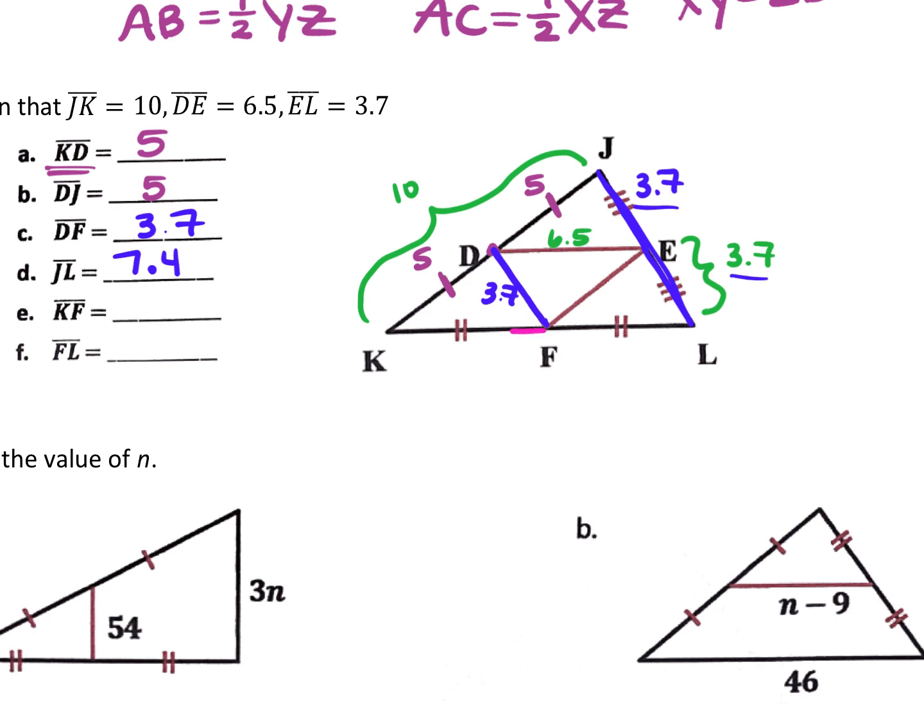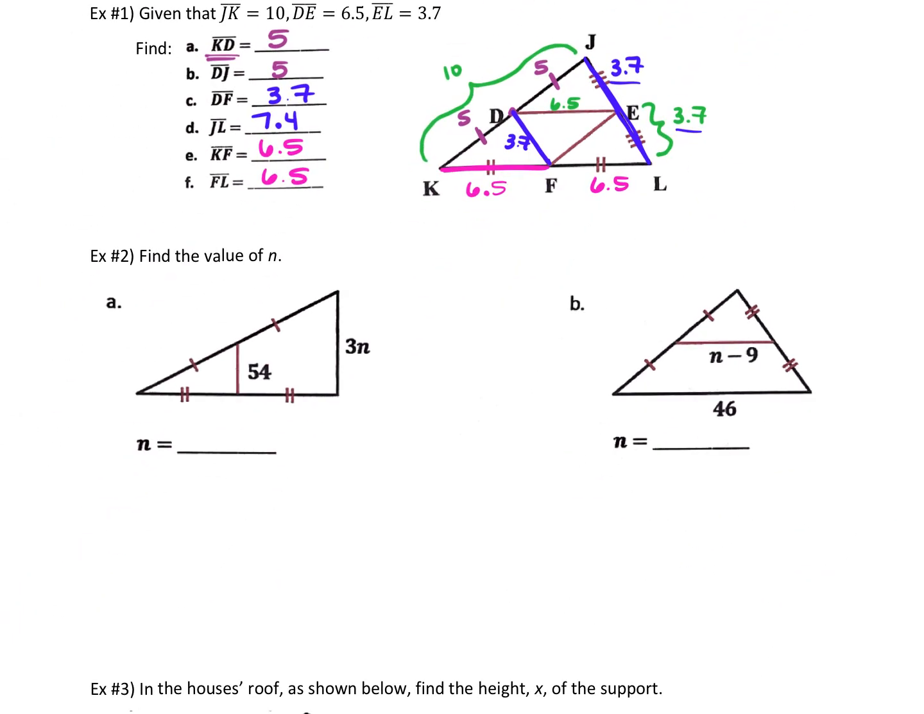All right, so what is KF? 6.5. FL would be 6.5 also. Does that make sense?